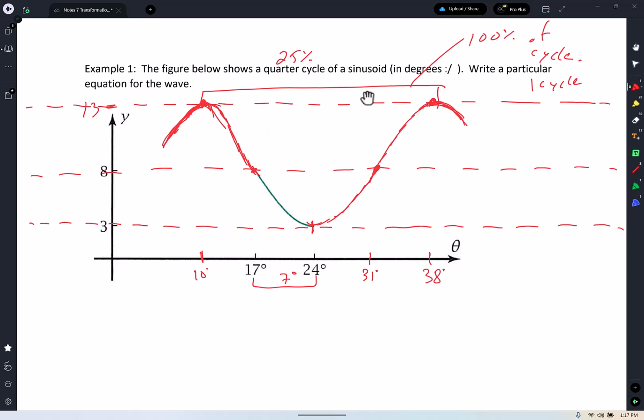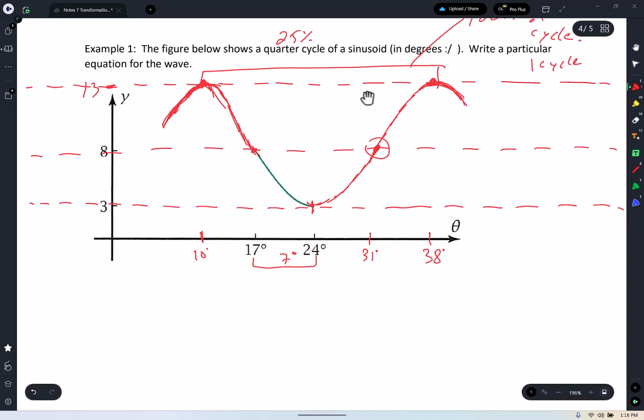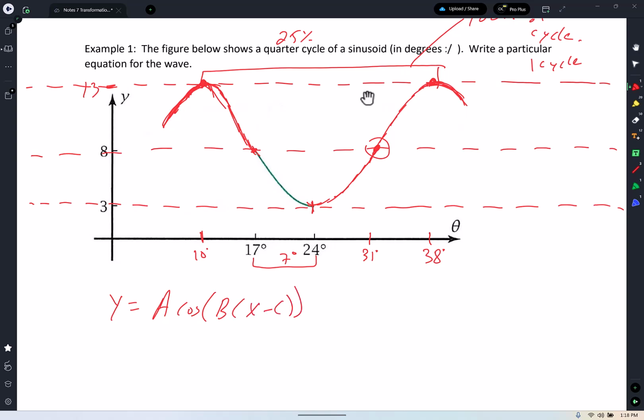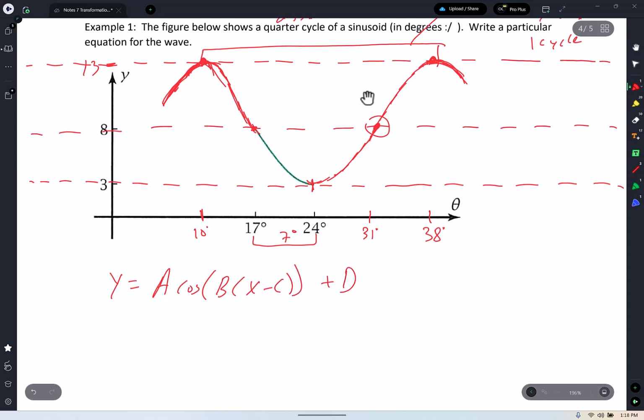Are we okay so far? Okay. It wants me to write a particular equation. I'm going to use cosine because cosine uses a peak. I could have used sine also, but I'm going to use cosine. So I'm going to write y equals a cosine open parenthesis b open parenthesis x minus c close plus d.